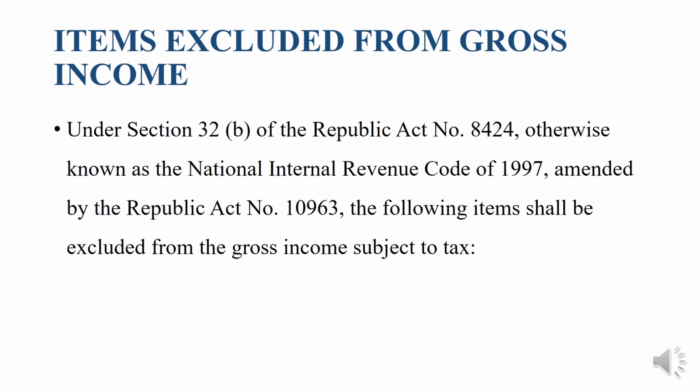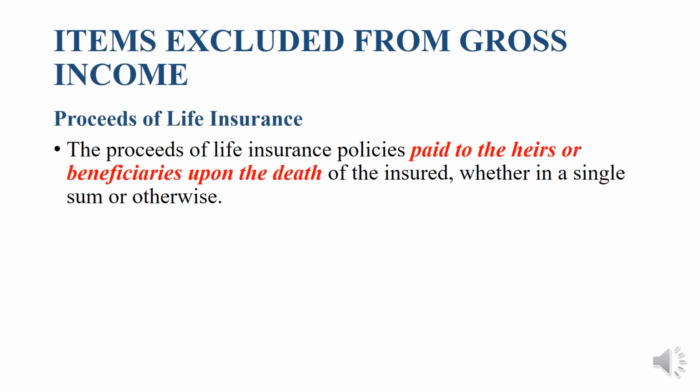So, what are these items excluded from the gross income? Under Section 32B of Republic Act number 8424, or the National Internal Revenue Code of 1997, as amended by Republic Act number 10963, or the TRAIN Law, the following items shall be excluded from the gross income subject to tax. Therefore, these are not added in our gross income. First item, we have the proceeds of life insurance. The proceeds of life insurance policies paid to the heirs or beneficiaries upon the death of the insured, whether in a single sum or otherwise.